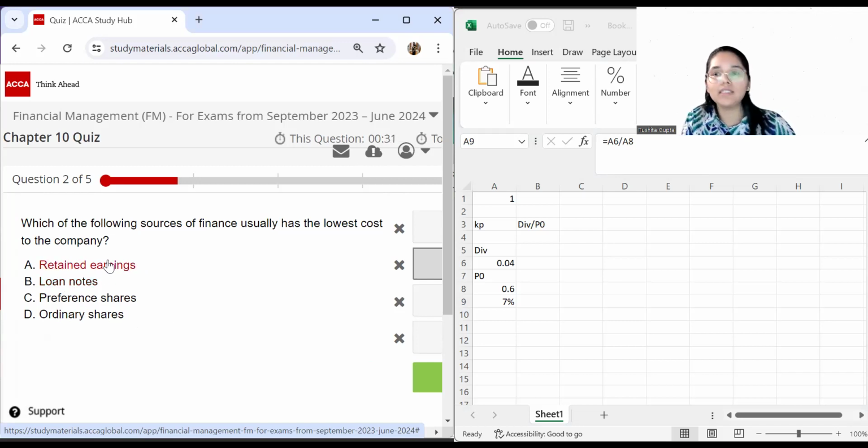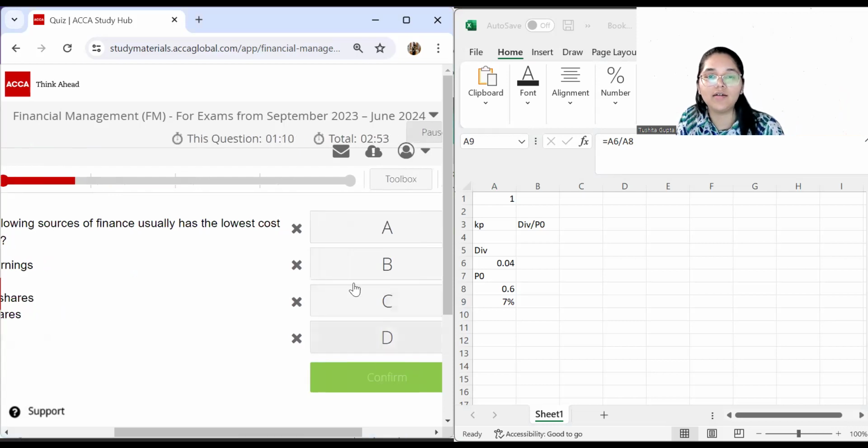If you talk about retained earnings, they form a part of your ordinary equity, hence the cost is considered to be the same. The cost of retained earnings is basically considered to be having the same cost as your ordinary equity. Then you have preference shares. So preference shares are more costly if you compare than loan notes, because the risk over here gets further more, because firstly loan note holders will be paid, then preference shares will be paid, and then ordinary shareholders will be paid. So according to the hierarchy, the lowest which we have is the loan notes, and hence the cost is also the lowest. So option B over here is your answer.